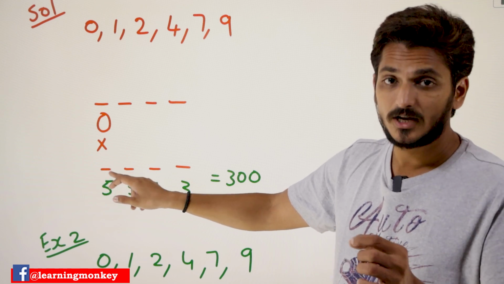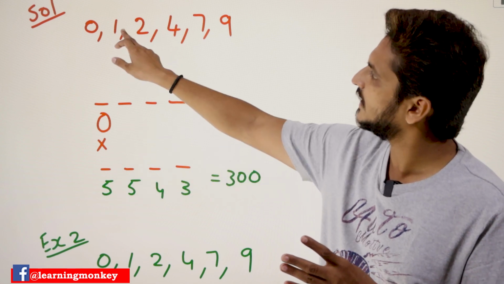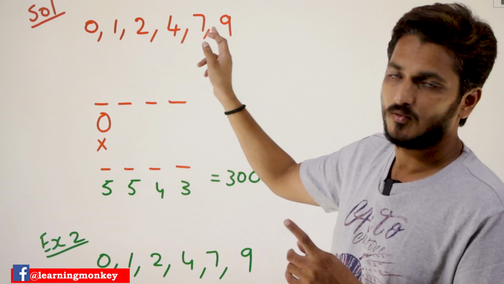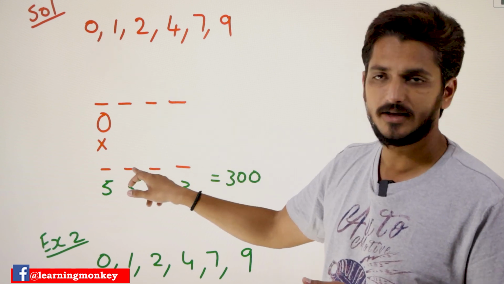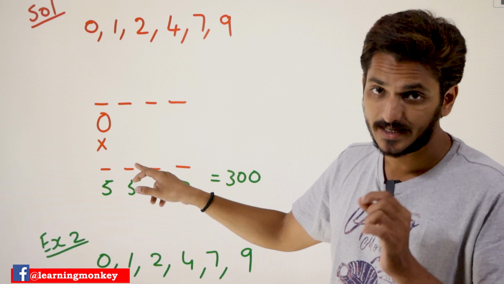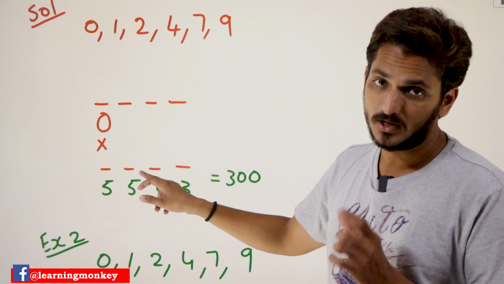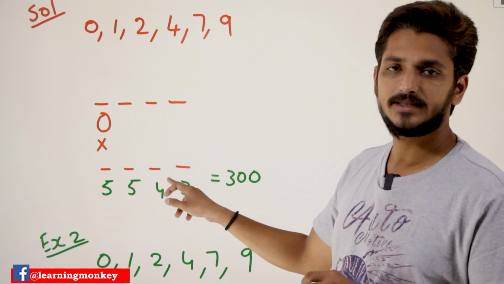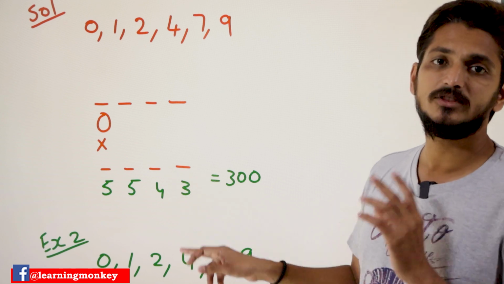Once you place one element, how many remaining elements are there? If you place 2, the remaining elements are 1, 4, 7, 9. What can you add in the second position? 0 can be added here. So total, how many elements are there to place in the second position? Again 5 elements. Once you place any one element here, the third position can be filled with 4 elements. The fourth position can be filled with 3 elements.